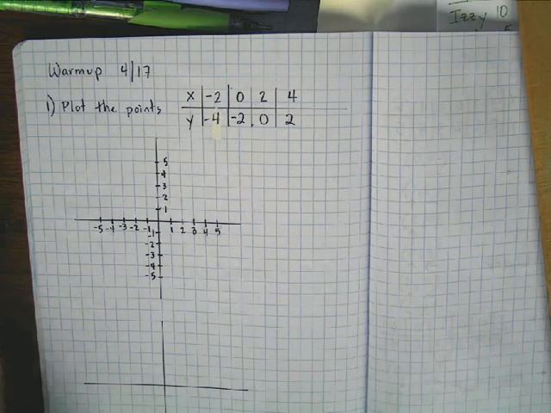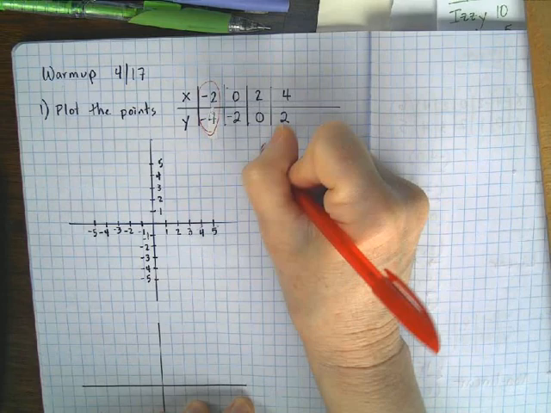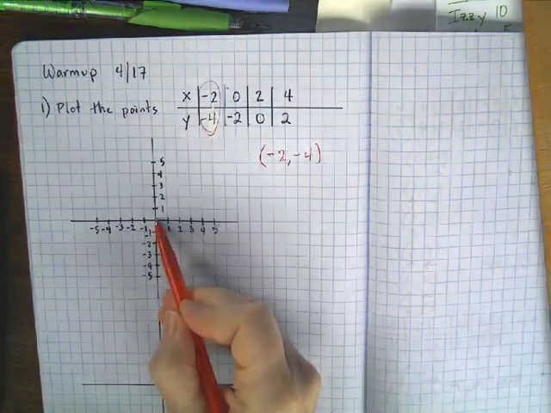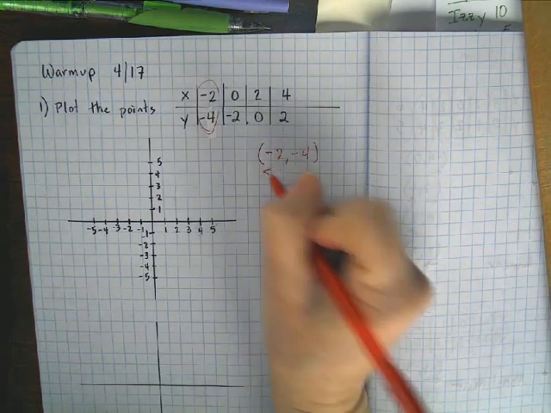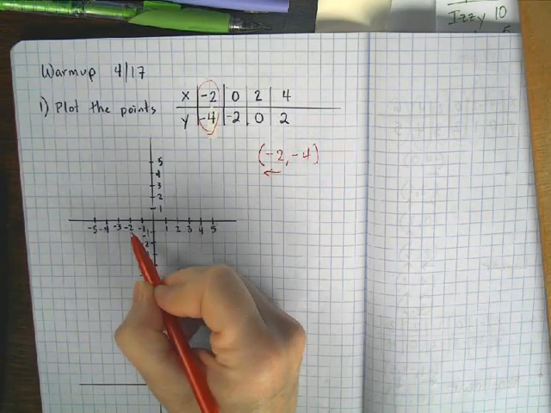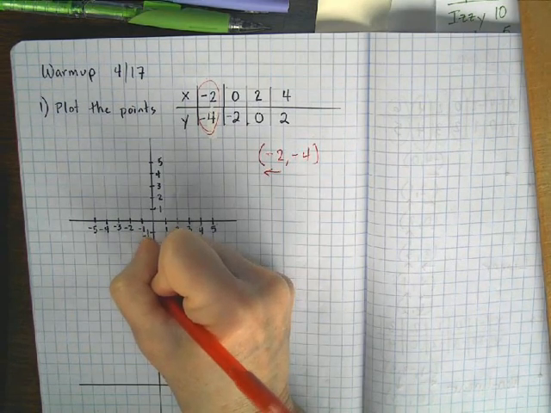Now I'm going to plot my points. The first point right here, -2, -4. 2 to the left. The first number is always either to the right or the left. So -2 and then -4. 1, 2, 3, 4. There's the first point.